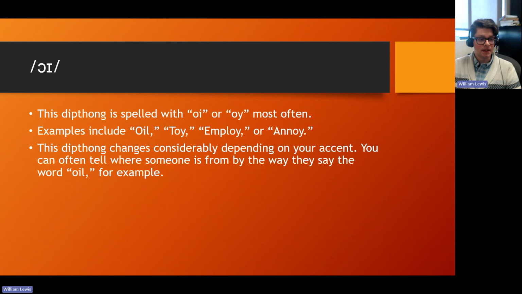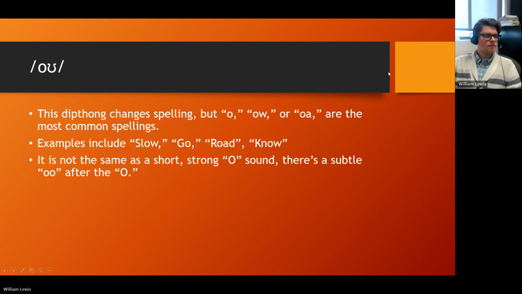oil. But somebody from the deep south might say ol. So the diphthong is still there, but instead of oi, it's o. It's a much subtler, flatter sound in the middle. Ol, tor, implore, annoy. It's not OE, it's OA. So just be cognizant of that. And because this one is so difficult, practice, practice, but don't stress out about it too much.